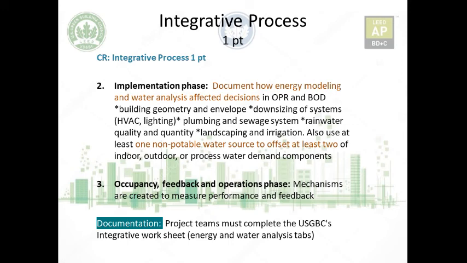And you have to use at least 1 non-potable water supply source to offset at least 2 of the indoor, outdoor, or process water demand components. Non-potable, as per EPA, means water which cannot be consumed for drinking. So you can have a non-potable water source, which could be filtered water or used water on your site, to offset the demands of these 3 indoor, outdoor, and process water demand components, at least 2 of them.